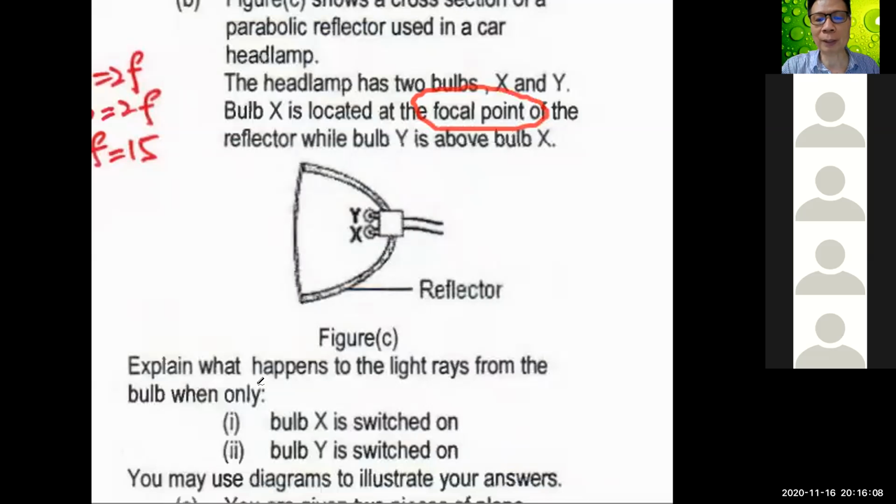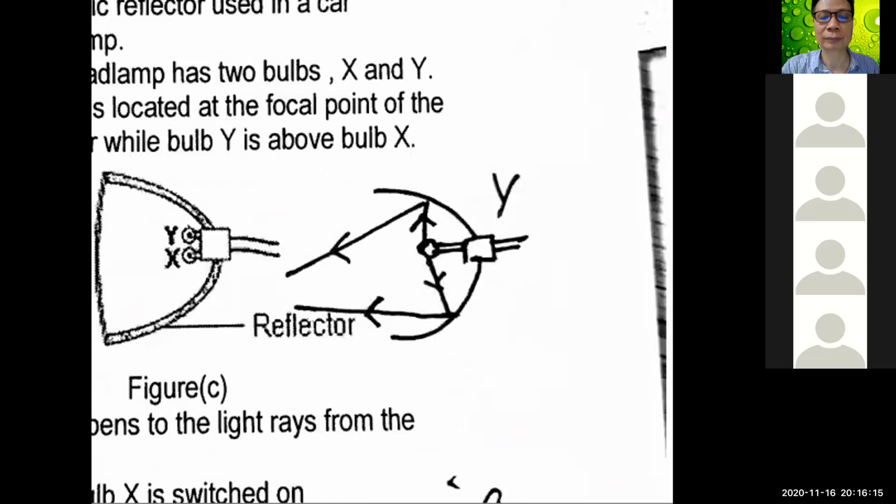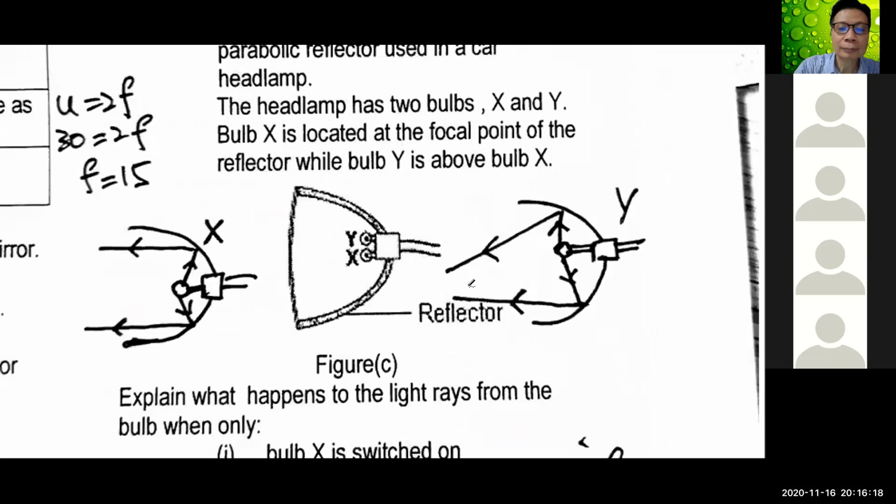What happened to the light from the bulb when X is switched on? Okay, come, I show you the diagram first. See here now. This one is bulb X, this one is bulb Y. Because bulb X is located at the focal point, the light will be reflected horizontally, because this one is focal point F. Line from the focal point will reflect horizontal. Horizontal means that the light can travel long distance, so the car can brighten very far distance. So this one is high beam. High light. Light can go very far.